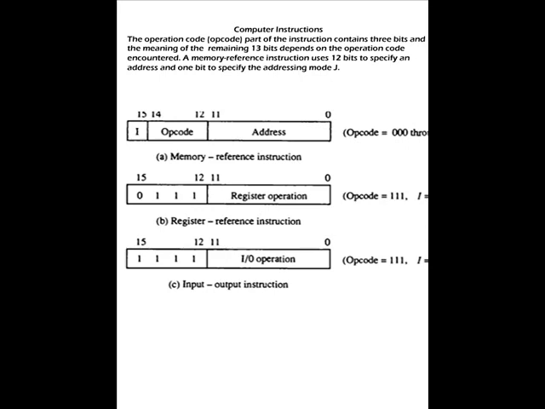The second is the register reference instruction. If bits 12 to 14 are 111, it may be input-output or register reference. These two can be differentiated by the 15th bit. If the 15th bit is 0 and bits 12 to 14 are 111, it represents a register reference instruction. If the 15th bit is 1 and bits 12 to 14 are also 111, it represents an input-output instruction. Thank you.